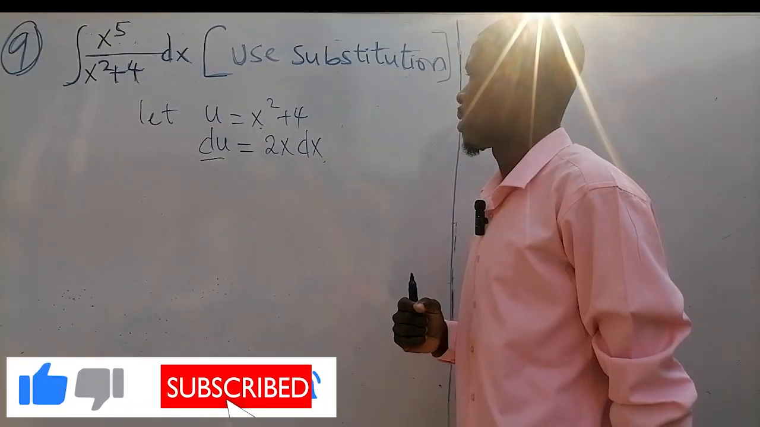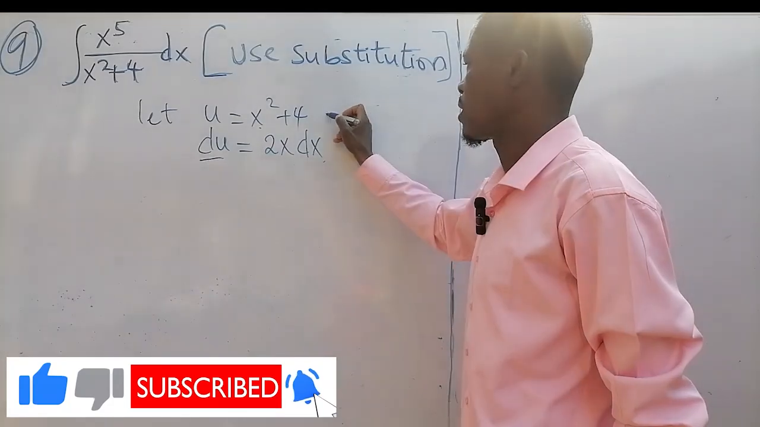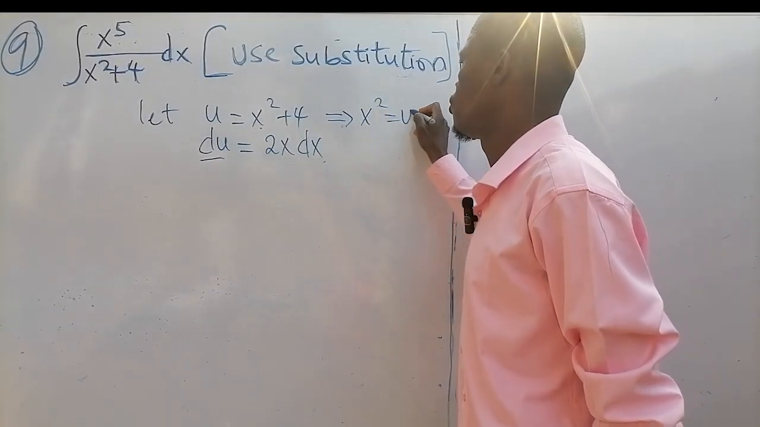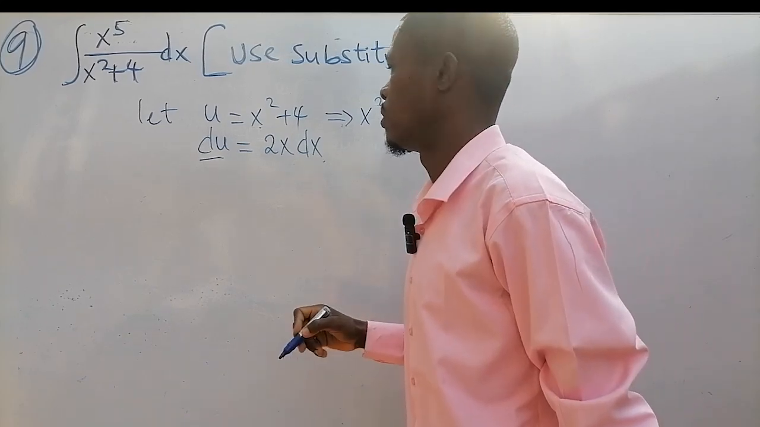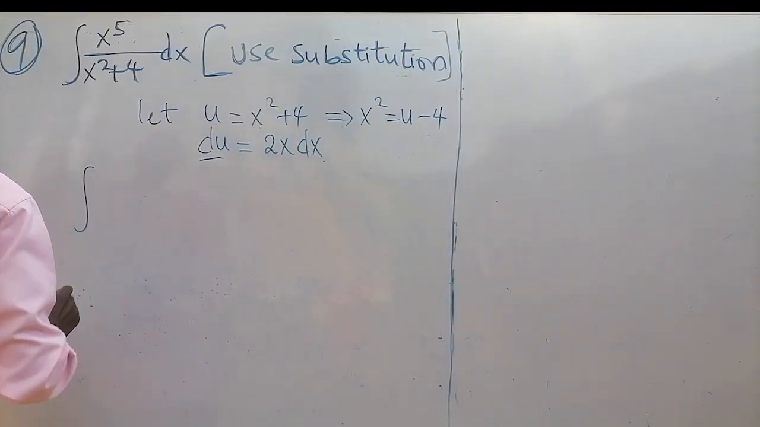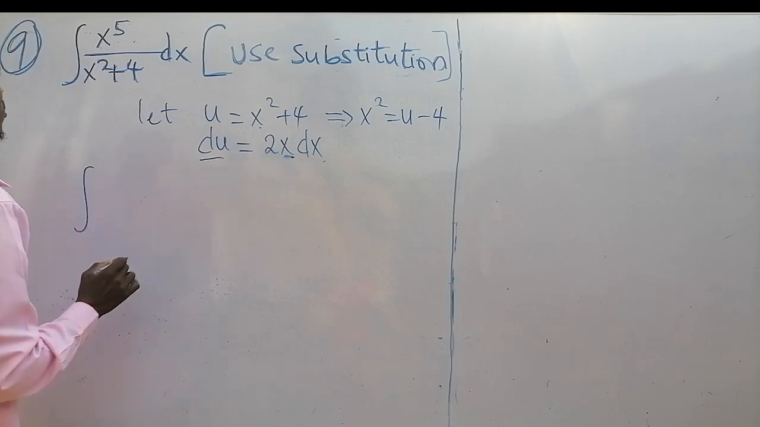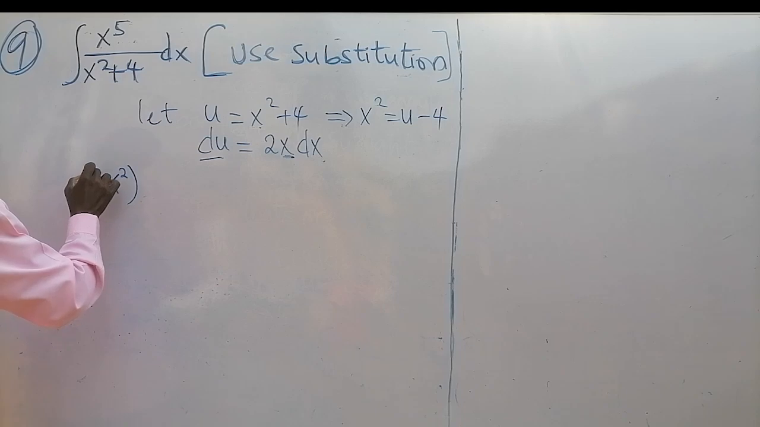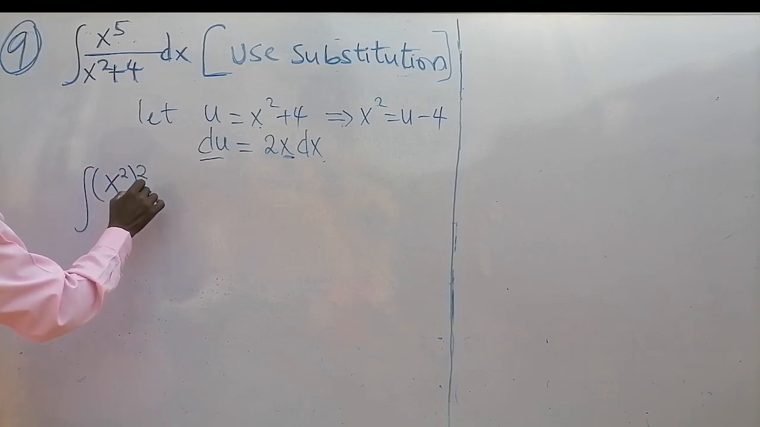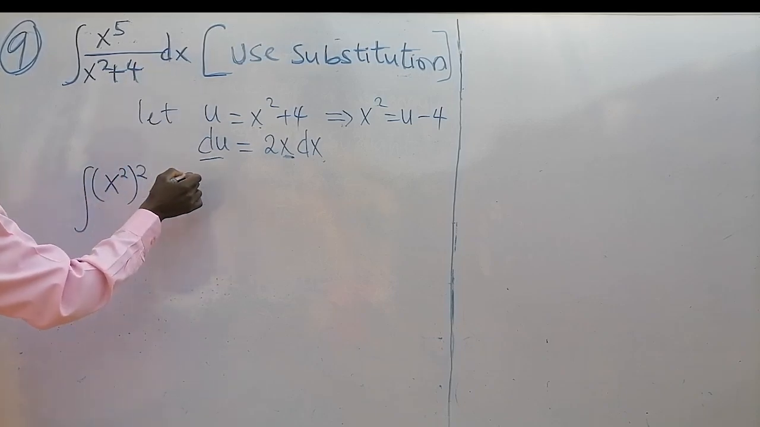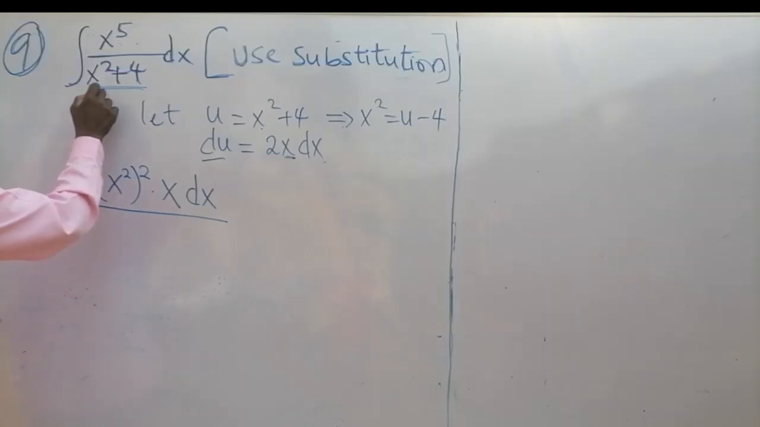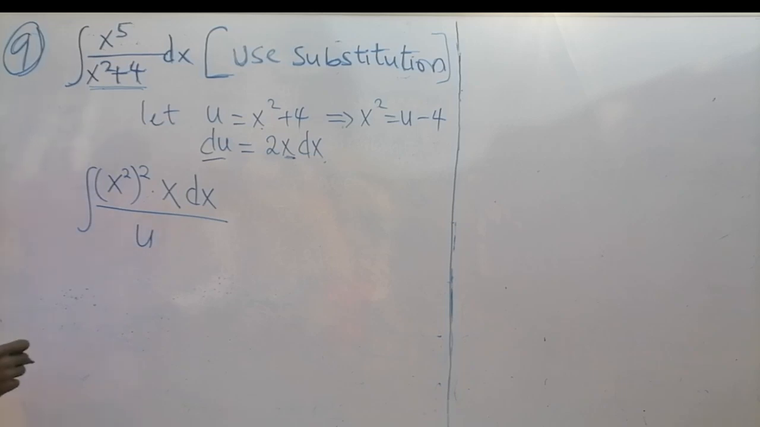So what we are going to do in this case is to come back here and make x squared the subject. So we're going to have u minus 4. Let's go back to the question. So we have one of that in this place. So I'm going to split this one into two parts. I'm going to make it x squared times x dx, all over u. This one is u. So I'm going to change everything to u.